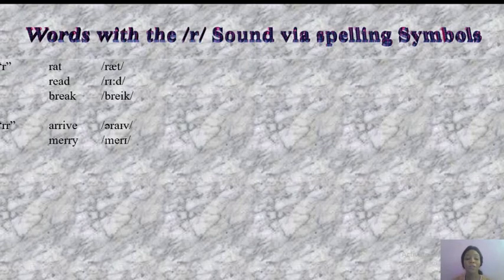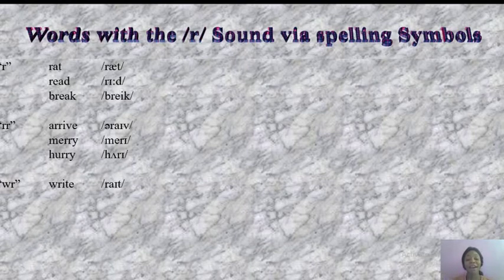We have merry, like happy. We also have the word hurry. Don't be late, hurry. As you can see, those words have double R and it is pronounced as R. Now we have WR. Most words that have the spelling symbol WR actually are pronounced with the R sound.